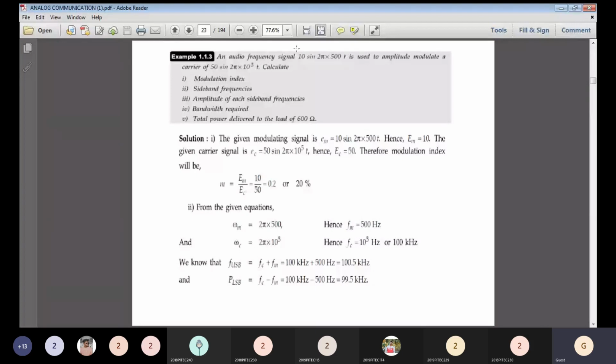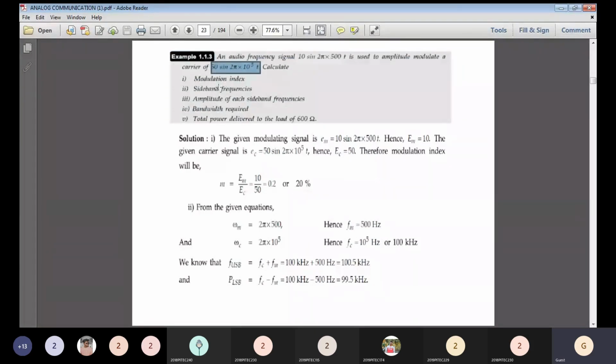The carrier signals are high frequency signals, almost radio frequency signals. So this is our modulating signal, message signal. And the next one is it is used to amplitude modulate a carrier of this one. So this is our carrier signal. First, identify the equation. What are the parameters given? Message signal is completely given and carrier signal is also completely given.